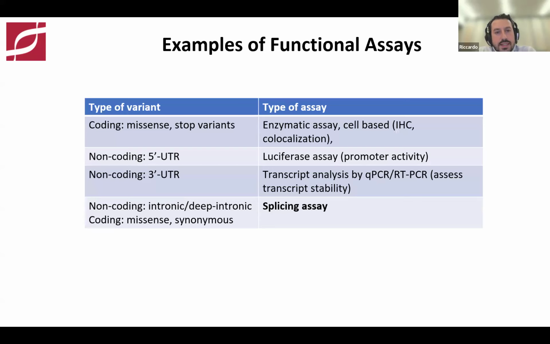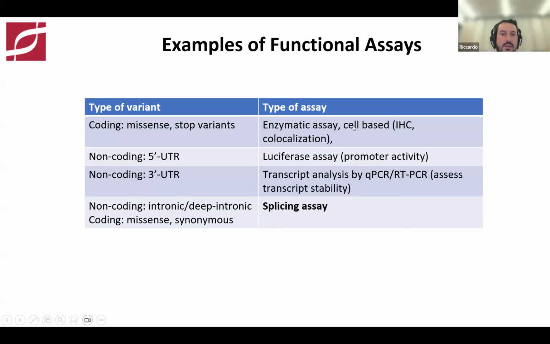So the main functional assays, it's hard to have a comprehensive slide in which you mention all the functional assays, but for this session, I think we need to at least focus on the main assays. So a VUS could be a coding VUS, and if it's coding and it's missense, then if the gene in which the VUS is located is an enzyme, you might try to perform an enzymatic assay.